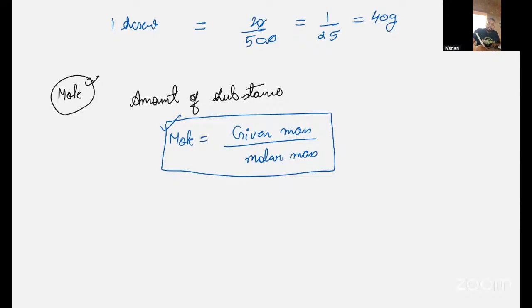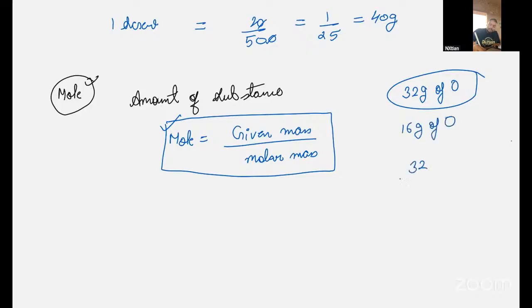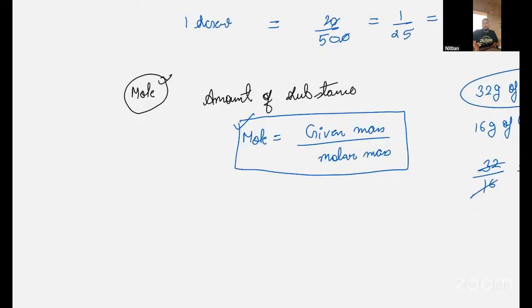So, given mass, for example, 32 gram of oxygen has how many moles? 32 gram of oxygen upon the mass of the oxygen atom, which is 16 gram. 32 divided by 16 is basically 2 moles. And the mole has its own unit, which is mol. Did you understand?